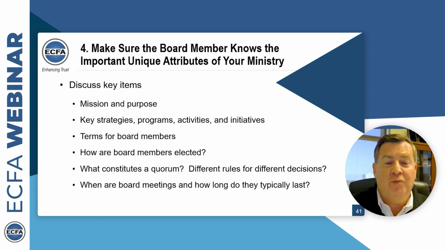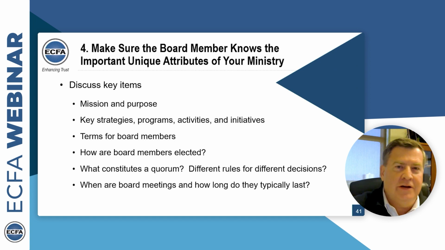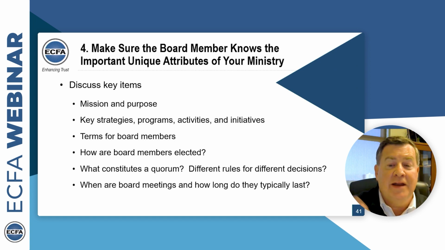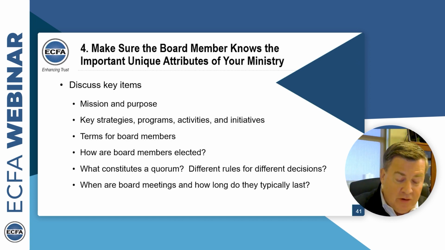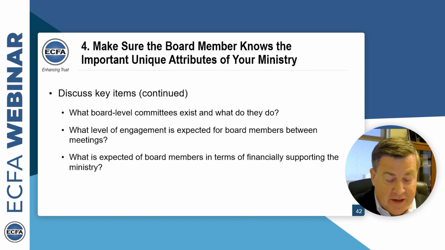What is the term of a board member? How are board members elected? What constitutes a quorum in a meeting? Are there different rules for different decisions? Meaning, do we have to have a supermajority vote positively or favorably for something, depending on what it is? When are the board meetings and how long do they typically last? What are the major risks that the organization faces, and how are those risks being mitigated today?